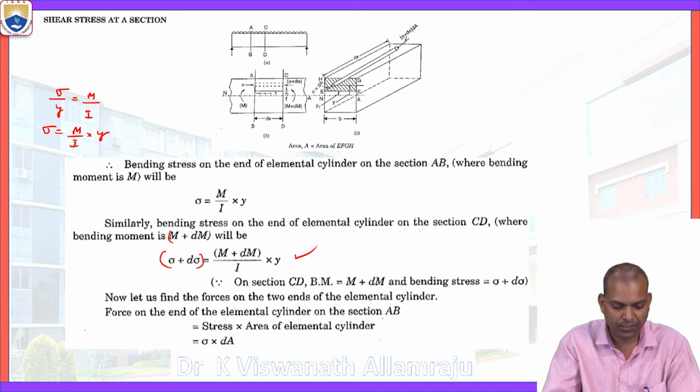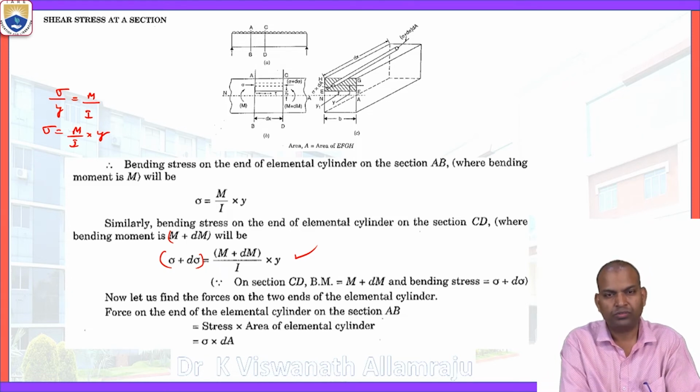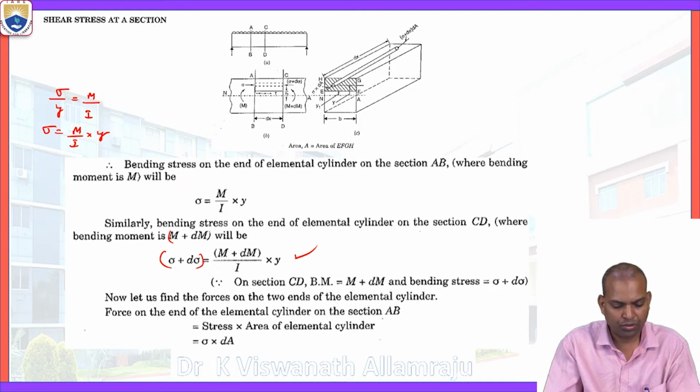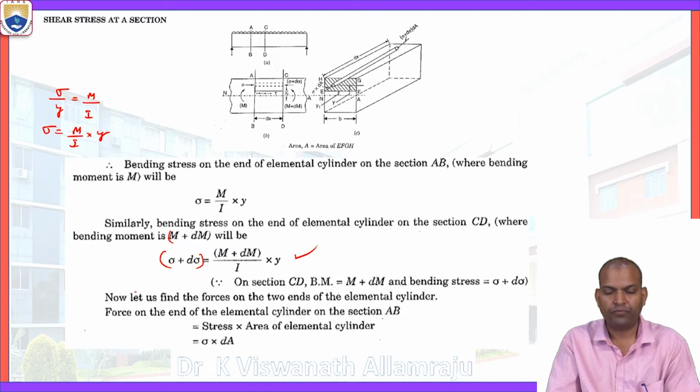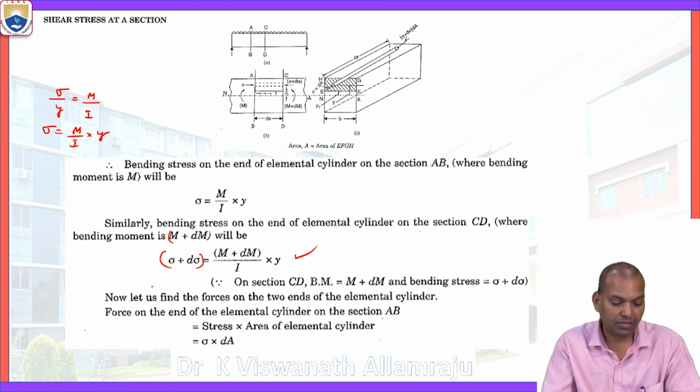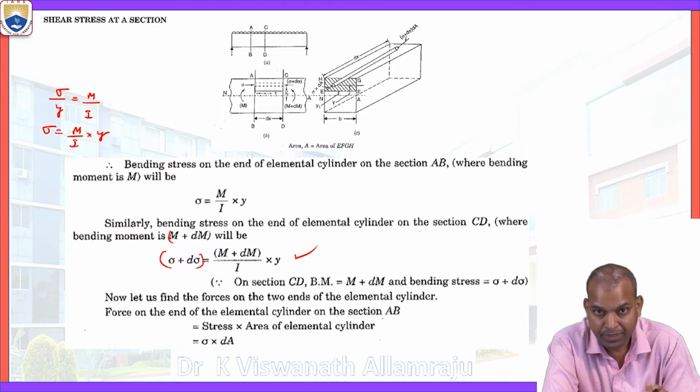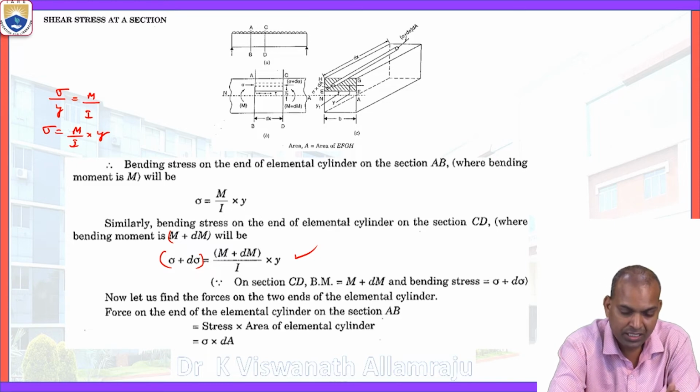What is that force here? The force equals stress times the elemental area. So now let us find the forces on the two ends of the elemental cylinder. On the side AB, it is sigma times dA.